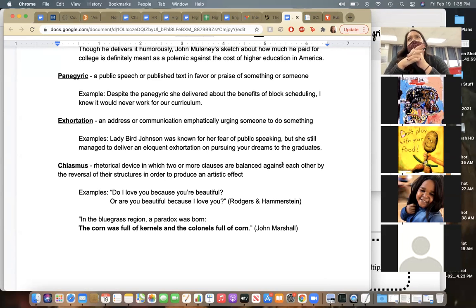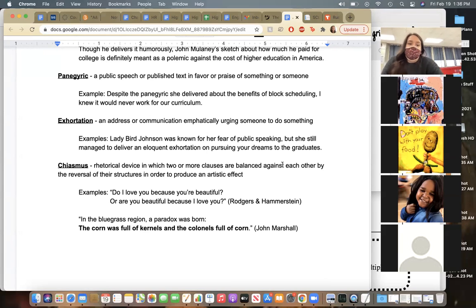Some other examples of that might be like a eulogy would be a panegyric, because you would be talking about all the things that the person did in their life and how fondly we'll remember them.